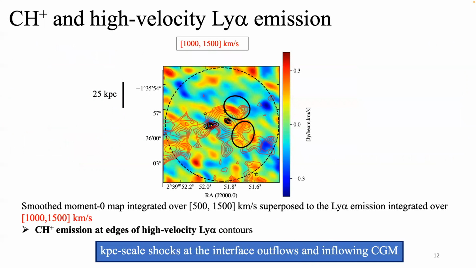Here I show you the CH+ 1-0 intensity map integrated over this velocity range, superposed to the Lyman alpha red outflow here. These ellipses trace some of the regions that are emitting in CH+, and as you see, they lie at the edges of the Lyman alpha outflows. So this agreement in position and velocity is telling us that what we are tracing with these CH+ emitting structures are kiloparsec scale shocks that are located at the interface between the outflows and inflowing CGM.